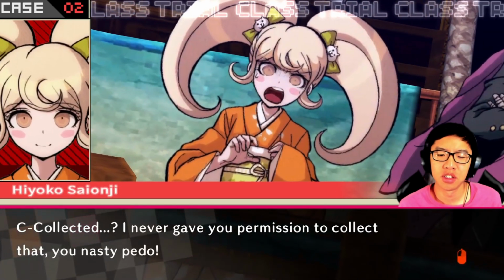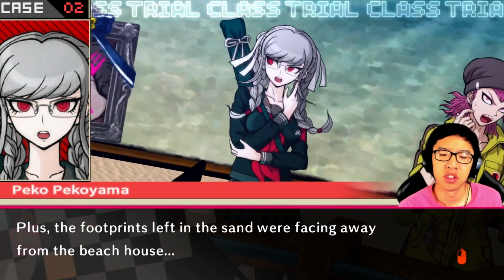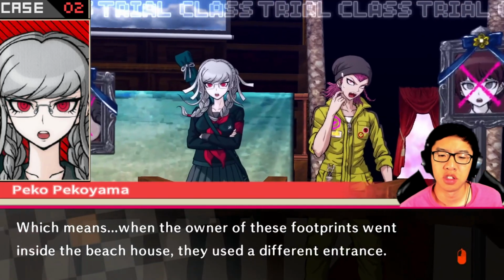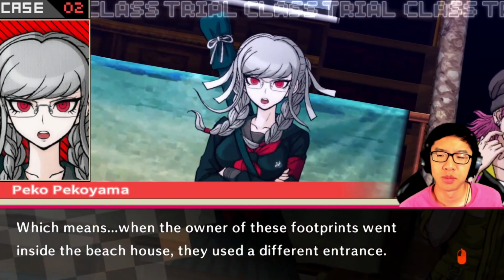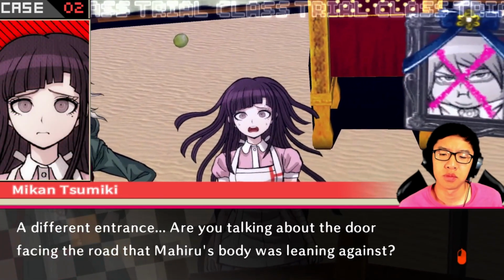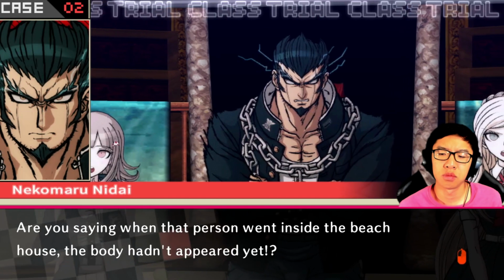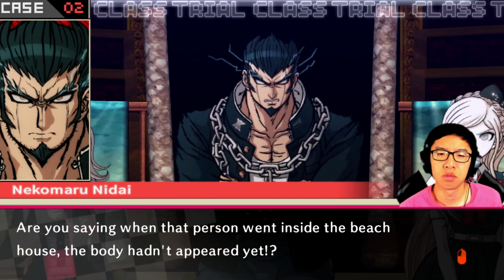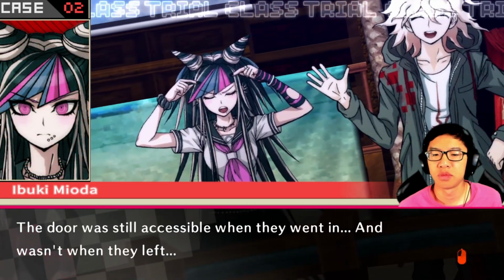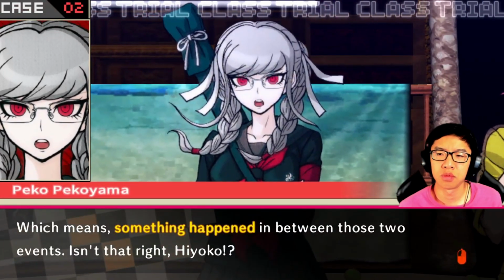Collected? I never gave you permission to collect that, you nasty pedo! Plus, the footprints left in the sand were facing away from the beach house. Which means, when the owner of these footprints went inside the beach house, they used a different entrance. A different entrance? Are you talking about the door facing the road that Mahiru's body was leaning against? Are you saying when that person went inside the beach house, the body hadn't appeared yet? The door was still accessible when they went in, and wasn't when they left. Which means something happened in between those two events.